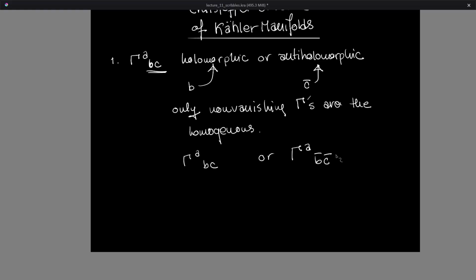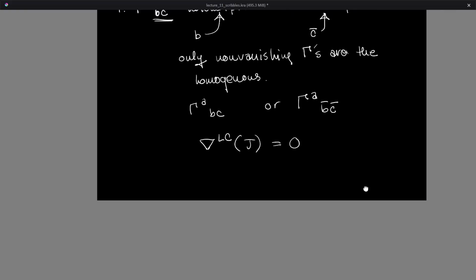And all the other Christoffel symbols vanish because nabla LC of J is equal to 0, so the complex structure is parallel. The holomorphic and anti-holomorphic directions don't mix, and therefore the connection between the holomorphic and anti-holomorphic directions, which the Christoffel symbols come from, the connection form, right? So therefore those are 0.